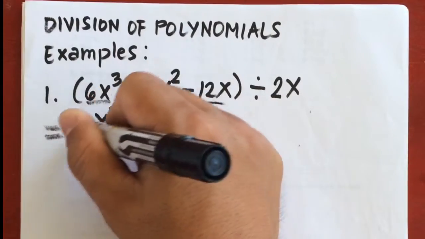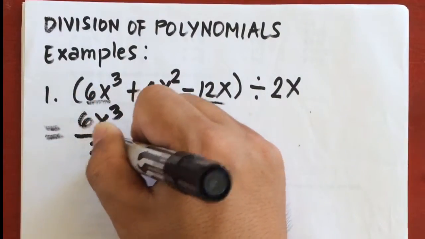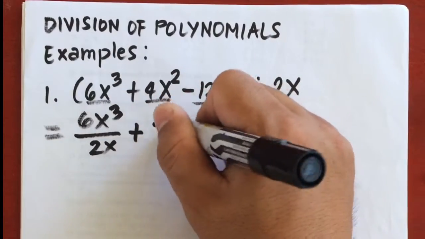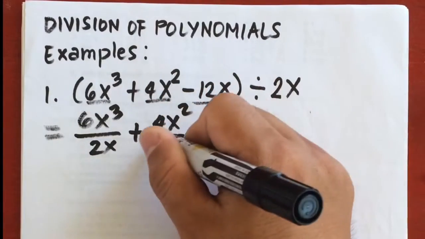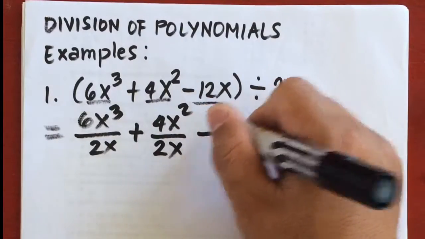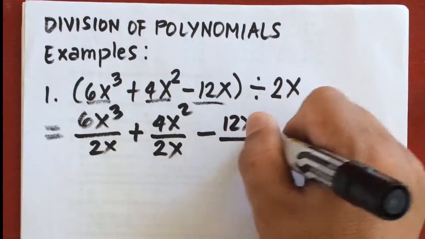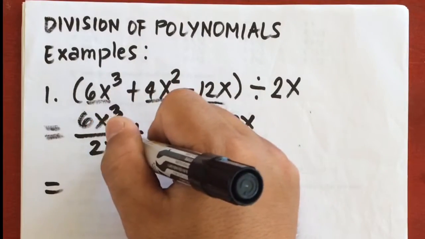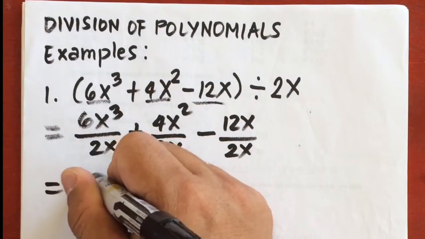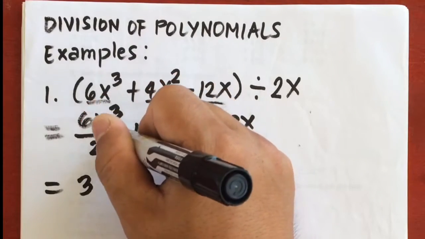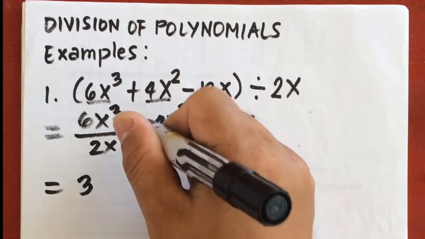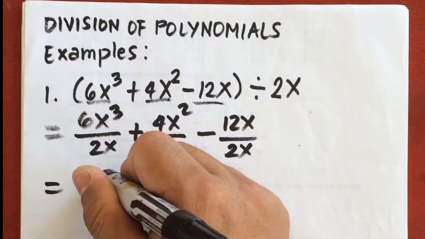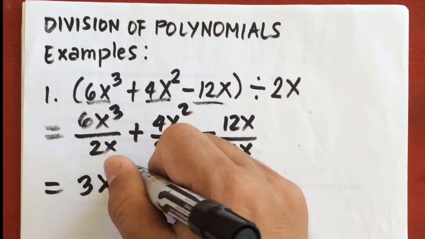6x cubed divided by 2x, then plus 4x squared over 2x, then negative 12x over 2x. So 6x cubed divided by 2x, so 6 divided by 2 is 3. Then x cubed divided by x, applying the law of exponents, we're going to subtract the exponents here. So 3 minus 1 is 2. So the answer here will be x squared.